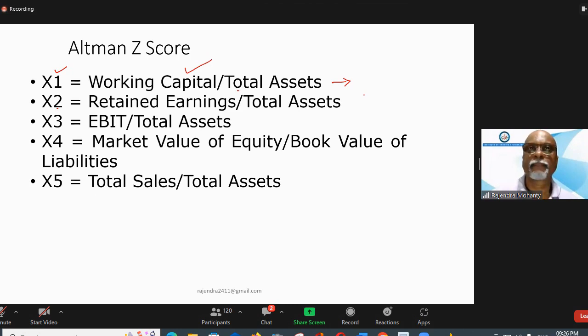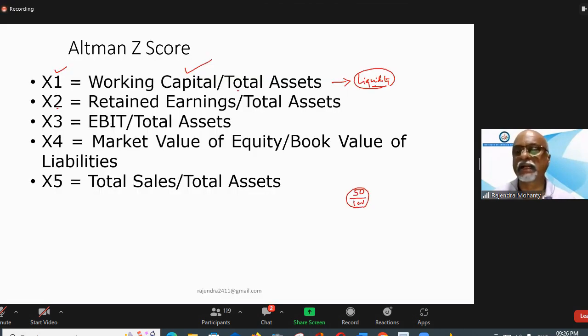Net working capital ratio to the assets. Liquidity ratio. Very good. Who told liquidity? That is correct. Liquidity position or liquidity ratio. Because suppose your working capital is 50 and assets are 100. That means whether you are liquid.